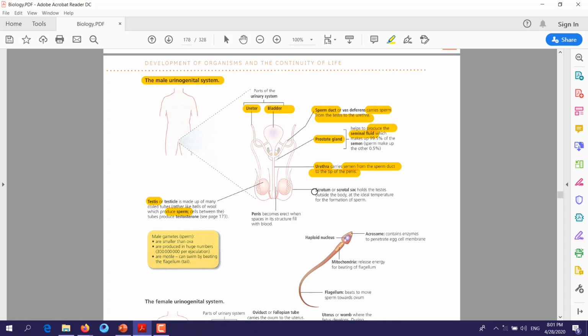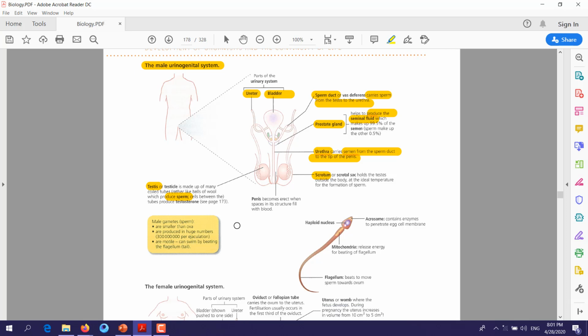And the last part of the reproductive system is the scrotum. We said it's a sac made up of skin that covers the testis. The scrotum holds the testis outside the body at the ideal temperature for the formation of sperm.